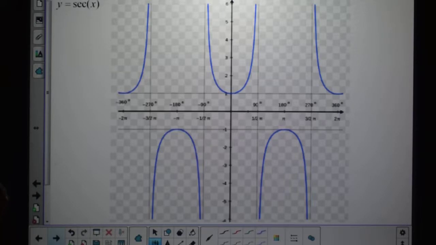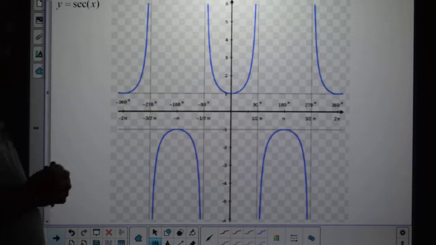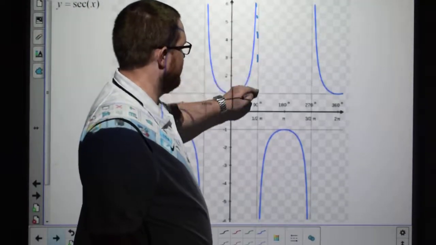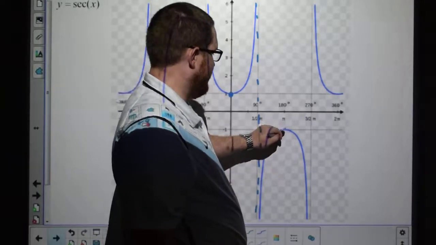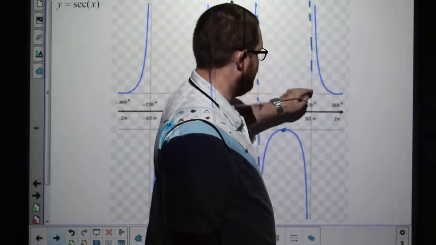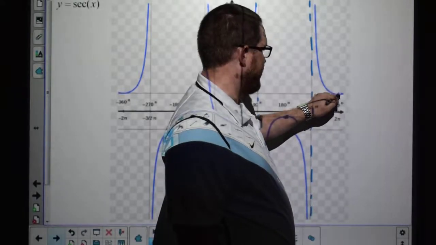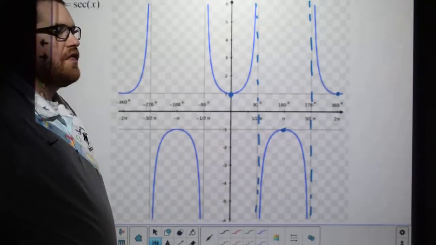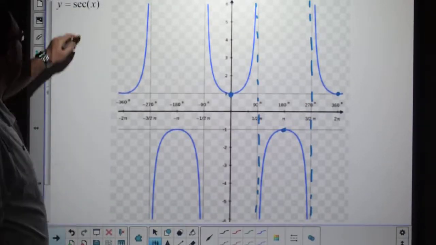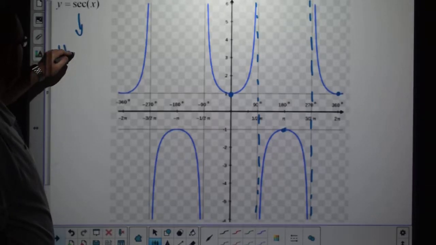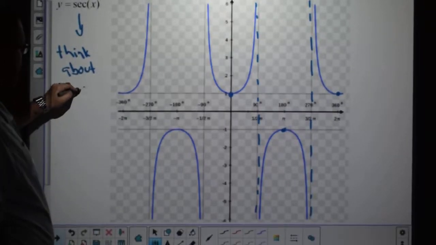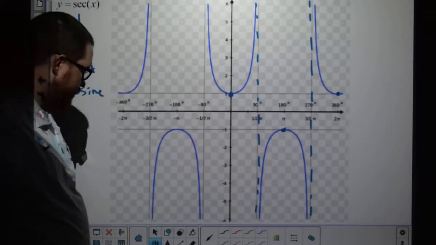Secant graph. The secant graph is kind of hard to see if I just show you like this. The secant graph starts at 0, 1, has an asymptote here at pi over 2, then down at negative 1, has an asymptote at 3 pi over 2, and then back up here at 1. So that's kind of a hard graph to imagine. The better way to think about it is, instead of thinking about secant, think about cosine, because secant and cosine go together.